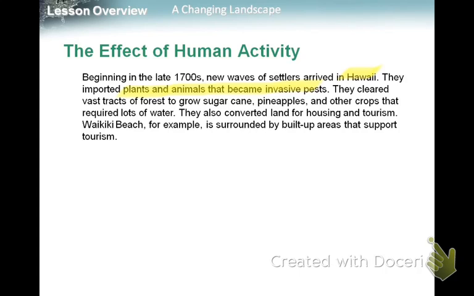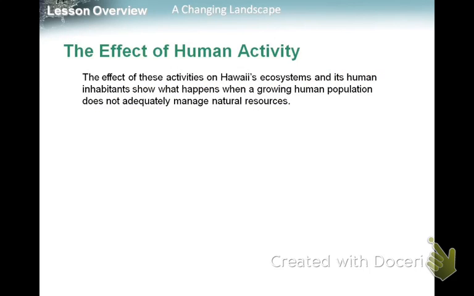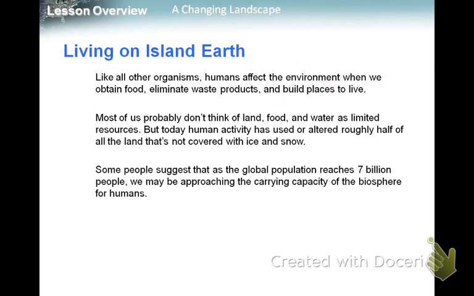The settlers cleared forests to grow sugarcane, pineapples, and other crops that required lots of water. They converted land for housing and tourism. Waikiki Beach has built up areas that support tourism. The effects of this on the ecosystems and on the Hawaiian natives shows what happens when a growing human population doesn't properly manage the Earth's resources.